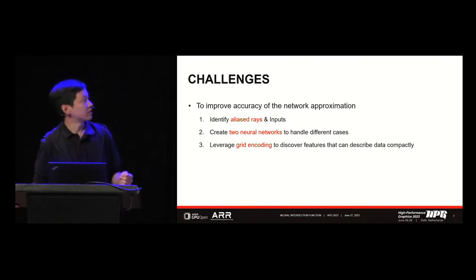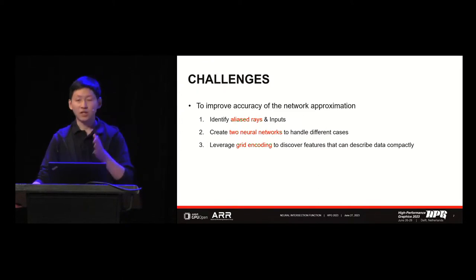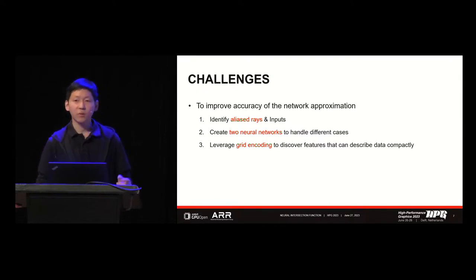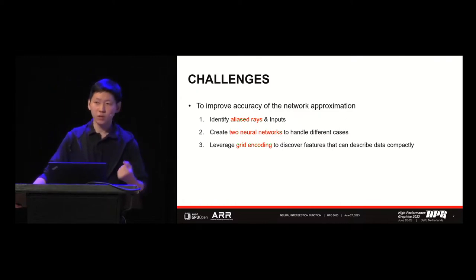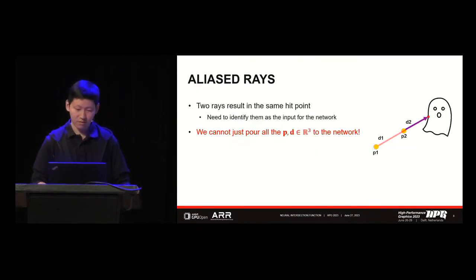Our main contributions can be listed as follows, which is to improve the accuracy. Three kinds of aspects are used. First, we need to identify the alias rays in order to make the training process much more effective. Then we need to partition the problem itself so that we can use as few resources as possible. The third one is, in order to train the network effectively and cover a wide range of data sets, we leverage an encoding method called grid encoding to discover features that can be expressed effectively.